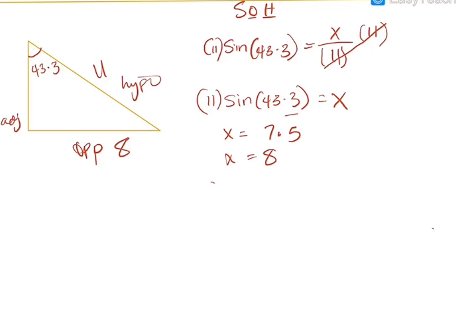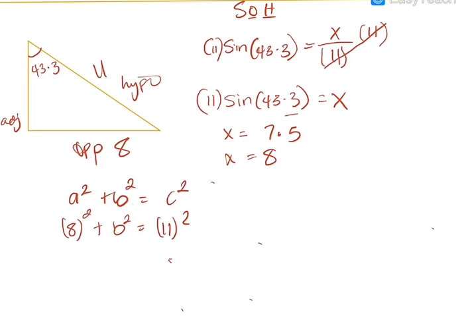Now we're going to have to find the adjacent. Again, actually we're going to use the Pythagorean theorem this time just to prove that you can use that. Again, we have a squared plus b squared equals c squared. So we could make our a 8 squared plus, we don't know what our b is, equals our c, 11 squared. So 8 times 8 is 64, plus b squared equals 121. We're going to take away 64 from both sides.